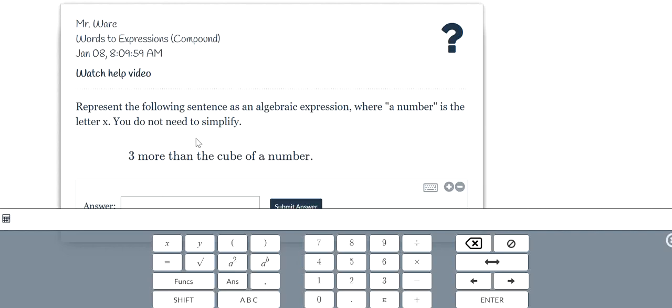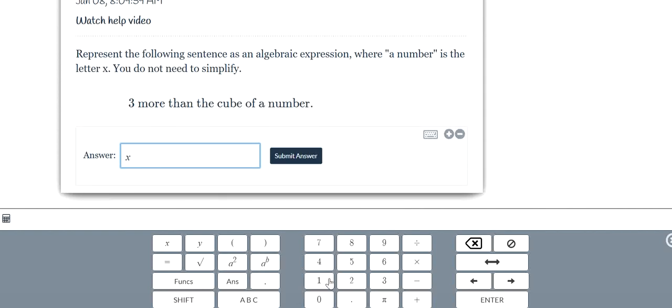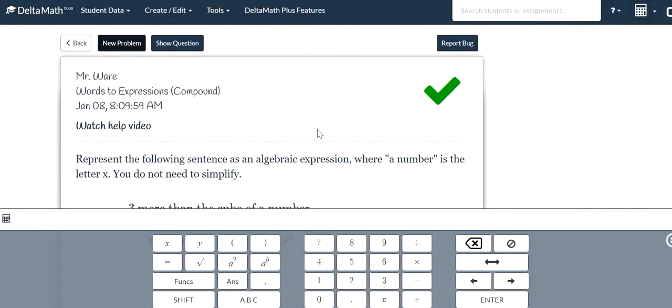Alright, so this is 3 more than the cube of a number. So you're going to take the cube of a number and then add 3 to it. So you're going to take the cube of a number, first type in the number, then cube it, hit this button down here, and then we're going to hit 3, and we've got cube of a number. And then if you tab over here, hit this arrow, it'll come back down. And then just hit plus 3. So that's 3 more than a number cubed. Okay?